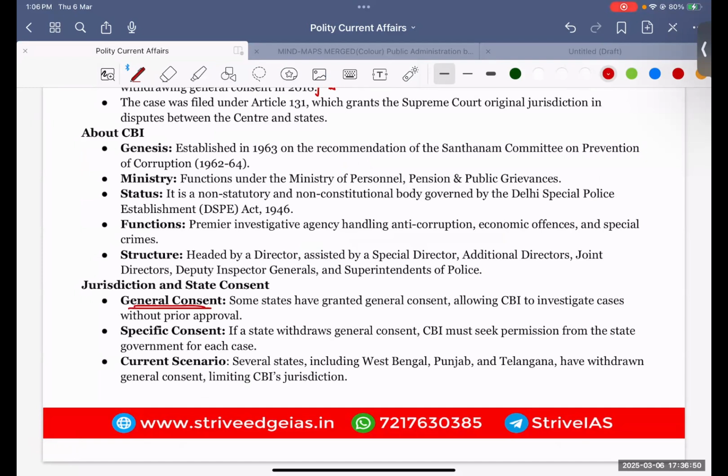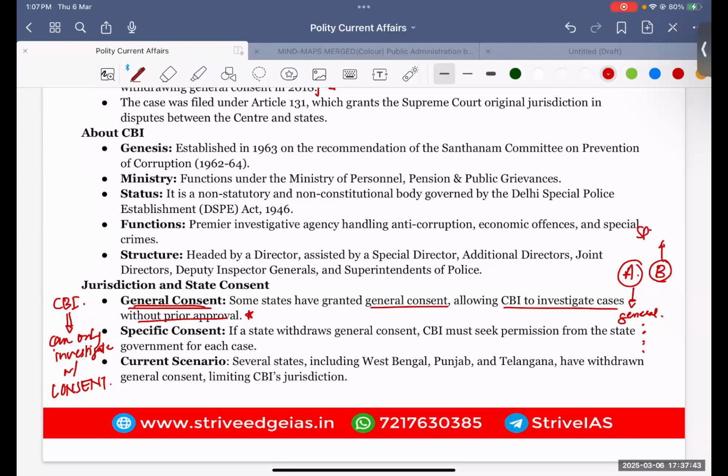General consent as in the CBI can only investigate with consent. Okay. Then there are different kinds of consents. First is the general consent. Some states have granted general consent allowing CBI to investigate cases without prior approval. So suppose I am the government of state A, and somebody else is the government of state B. What I do is give my general consent. So now any crime that happens in my state, the CBI can come and investigate it if it is of that importance. Okay, so they don't need to ask for every case. They don't have to ask that. Okay, but state B decides that they will give only specific consent.